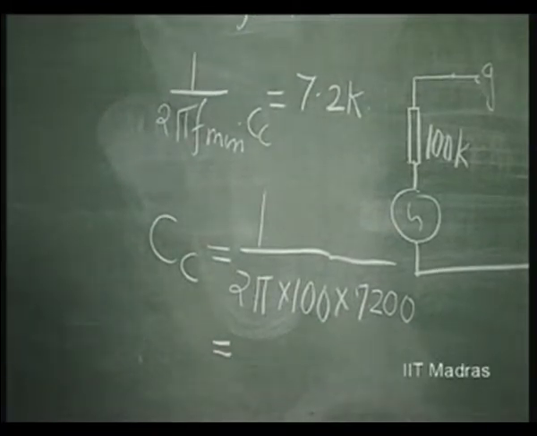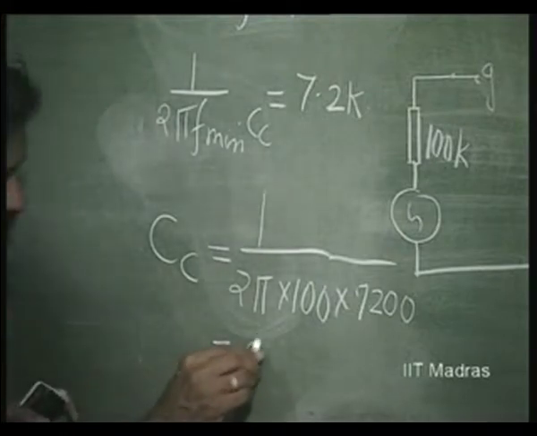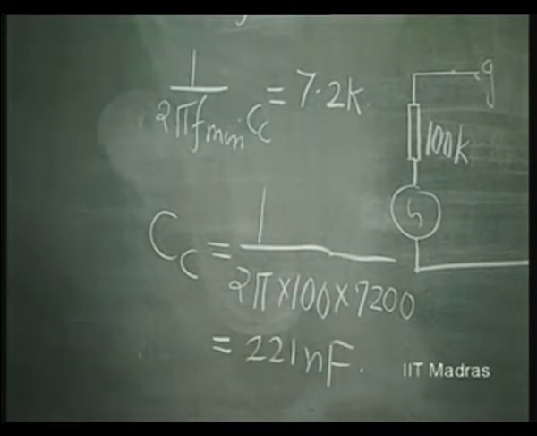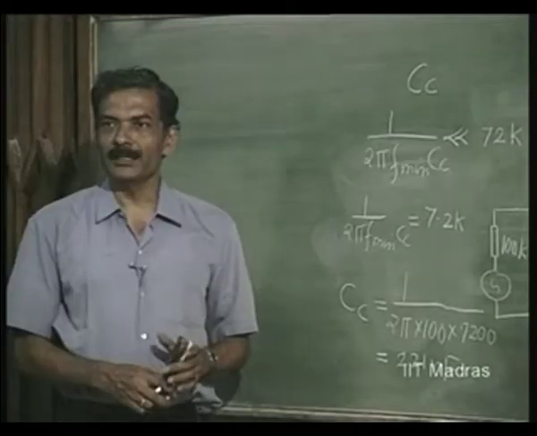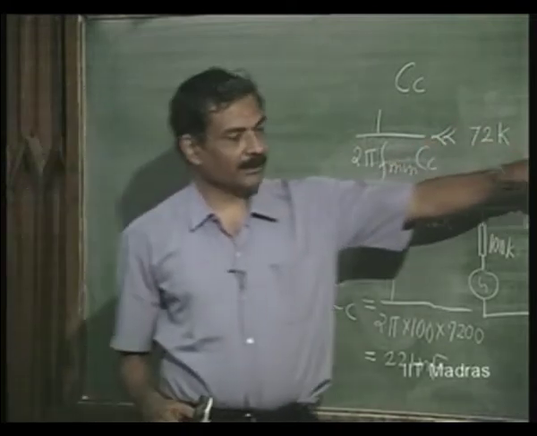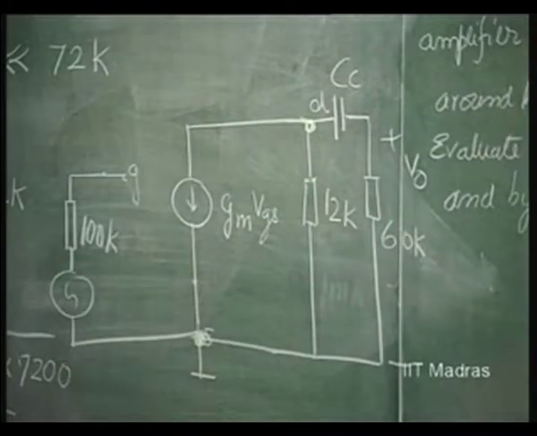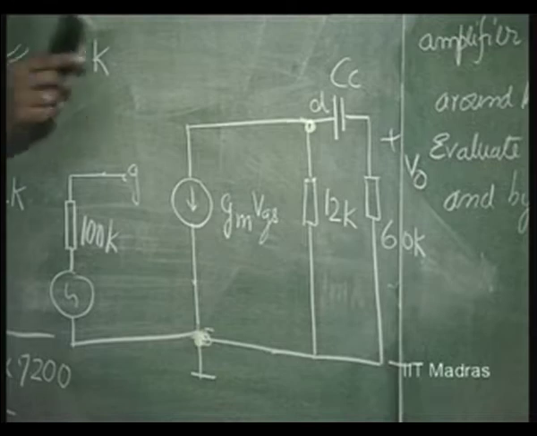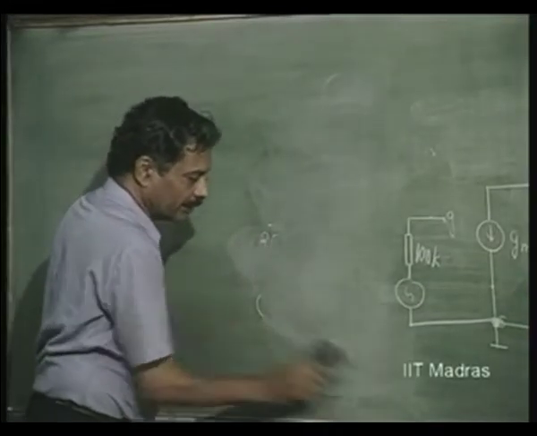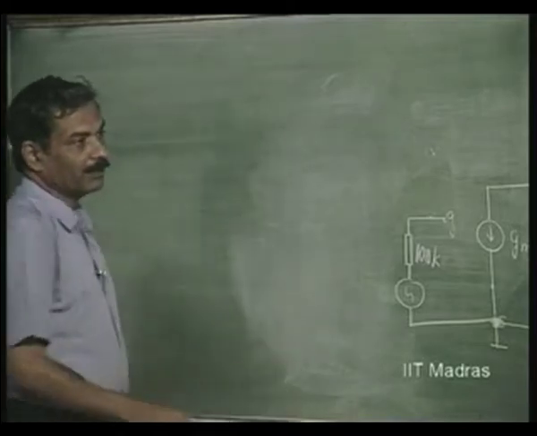This is about 221 nanofarads or 0.2 to 1 microfarads, which these capacitors are readily available to us. So, you can now see how the coupling capacitor is fixed. Okay. Next, we will consider how to fix the bypass capacitor Cs.